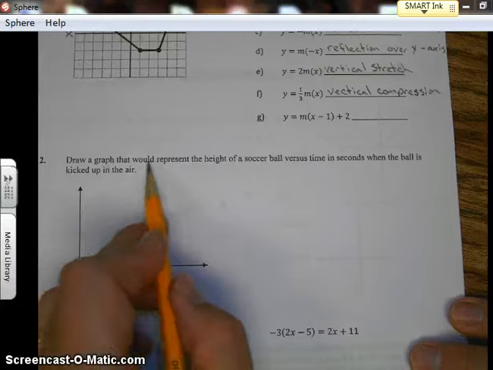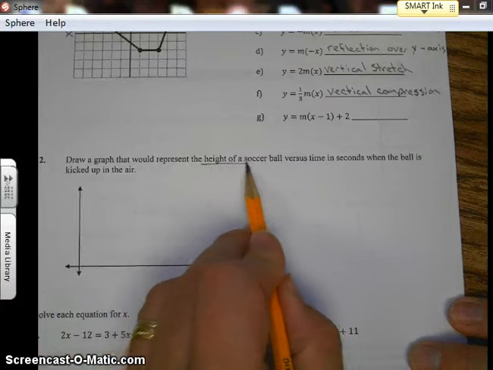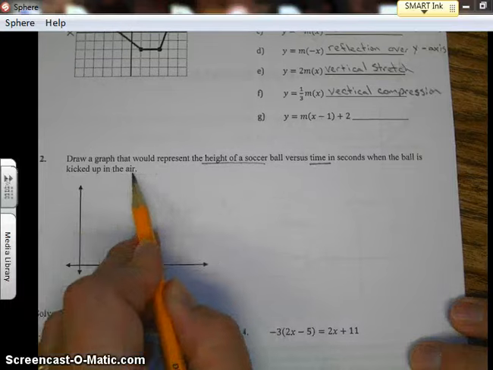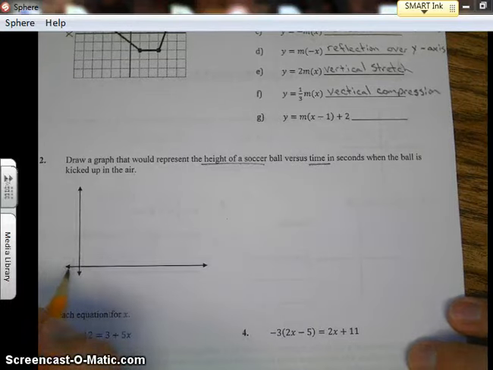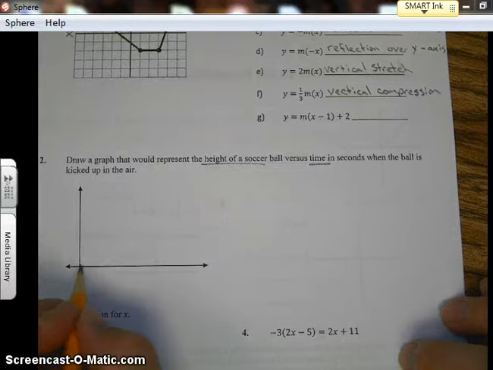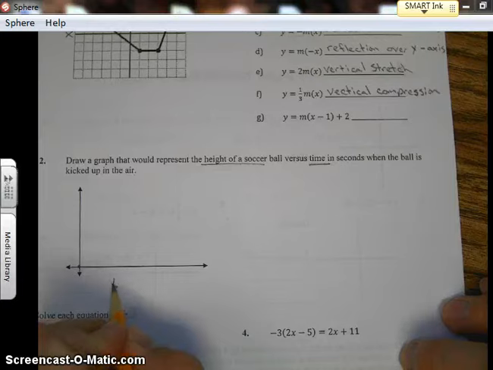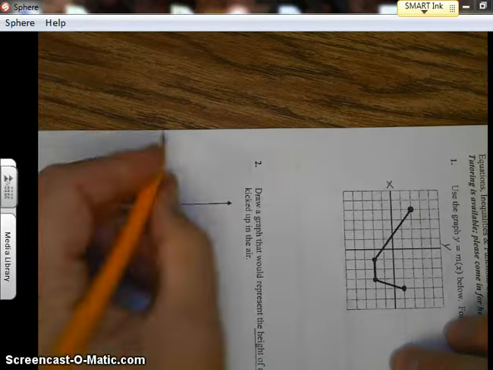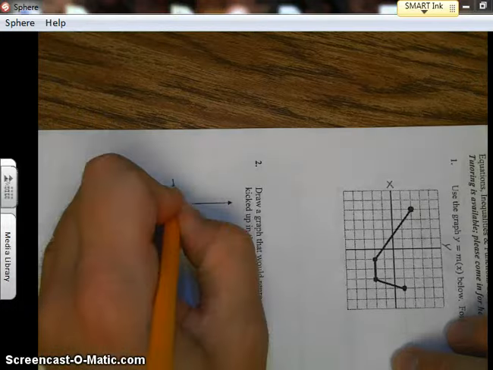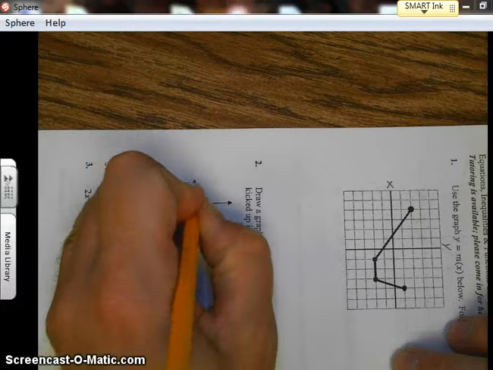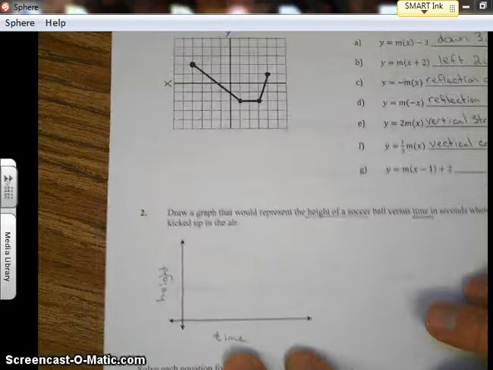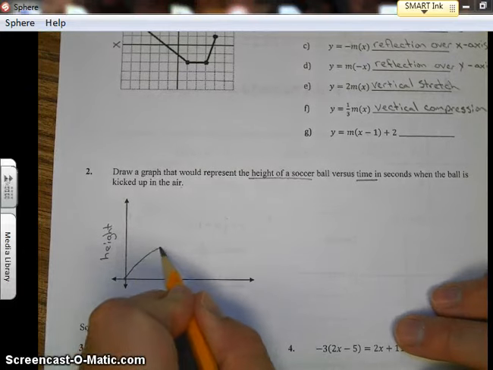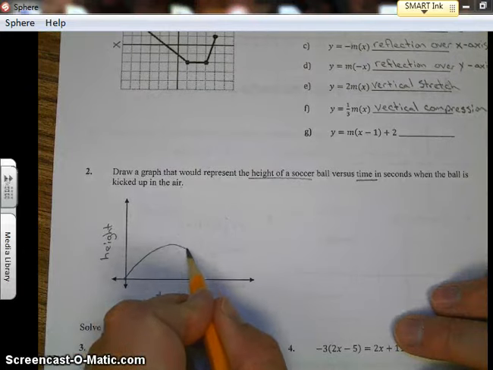Draw a graph that would represent the height of a soccer ball versus time when the ball is kicked up in the air. Well, normally when a soccer ball is kicked, it starts on the ground. This will be time, our independent variable, and then this will represent the height of the ball. And we're just sketching a graph. Up in the air, gets up to a maximum height, and then it starts coming down.